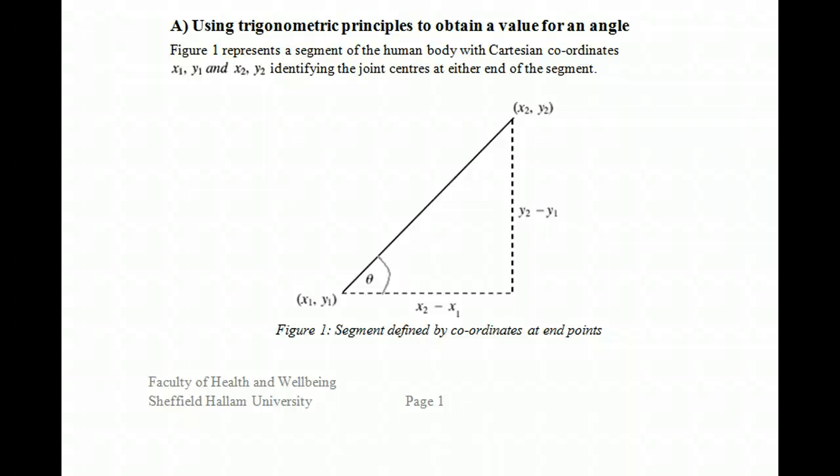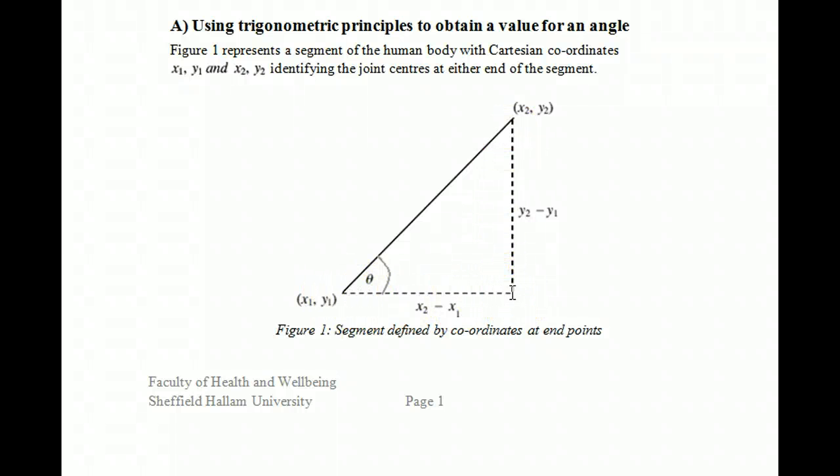This is a short movie to explain how to derive angle information from basic coordinates in 2D analysis. On the screen at the moment we just have a line which might represent the segment of the human body, and at each end of the segment there's an x and a y coordinate which would locate that segmental endpoint in two-dimensional space.